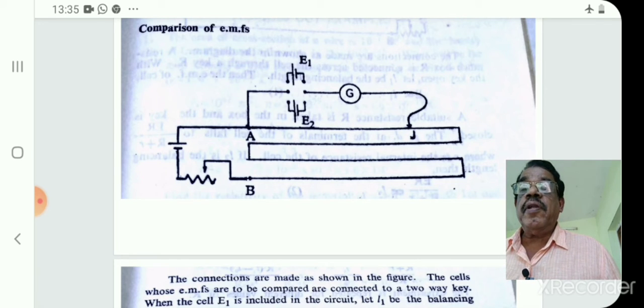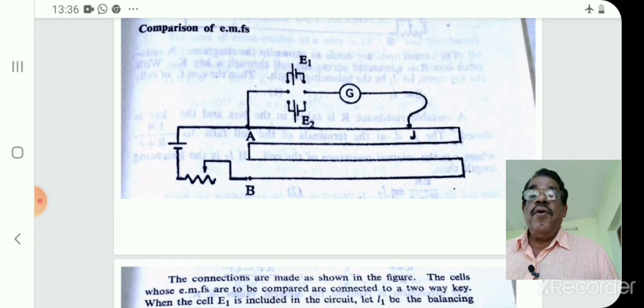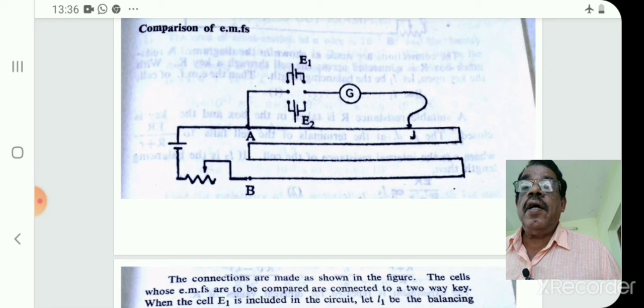A is the positive terminal, B is taken as the negative terminal. From A, a lead accumulator and a rheostat are connected. That is on the left side. The secondary circuit consists of a primary cell, a Daniell cell or a Leclanché cell, a galvanometer, and a jockey. When we want to compare the EMFs of the cells, we can use a 6-way key or a double pole double throw key for connecting the Leclanché cell and the Daniell cell.